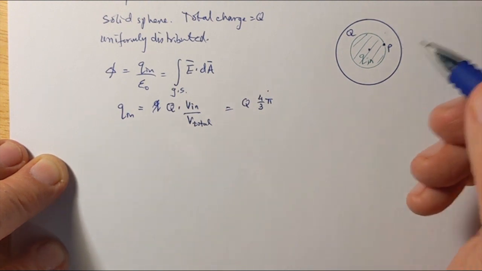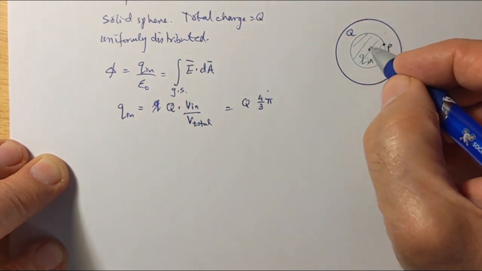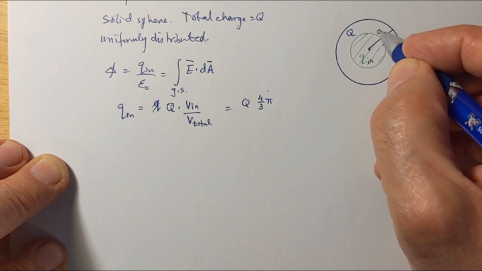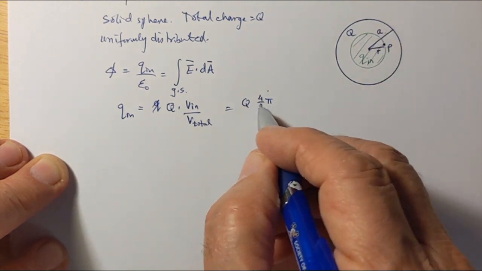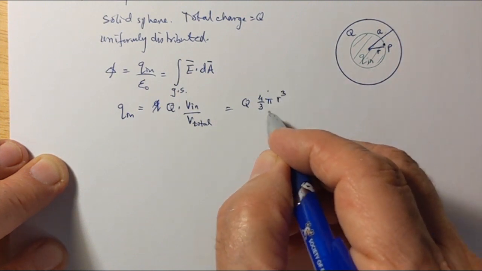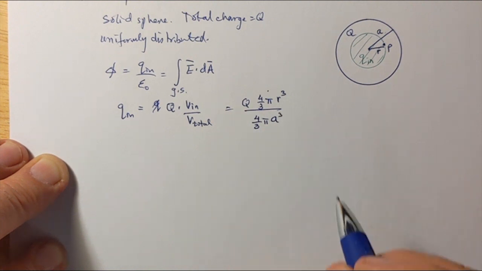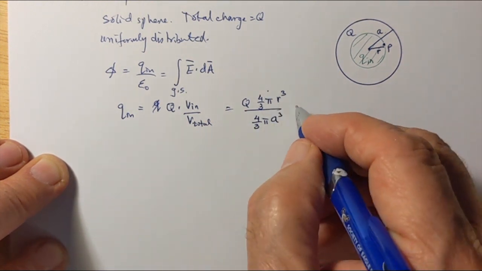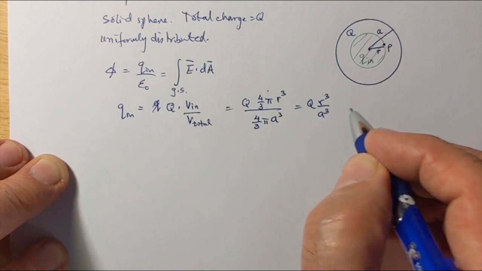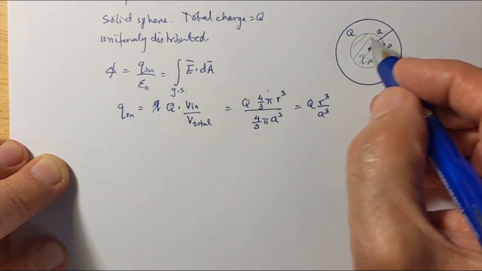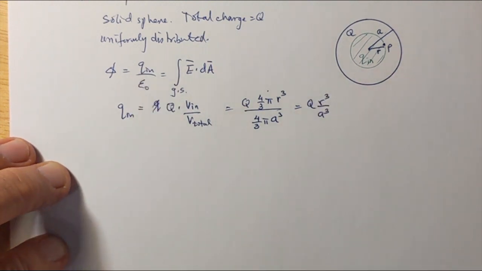Now we need to set up some notation. So we say that this is A and this is R. So it's 4 by 3 pi r cubed over 4 by 3 pi a cubed. Now the 4 by 3's will cancel, and that's going to be q r cubed over a cubed, and that will be our charge q in. So now we can replace q in with this.